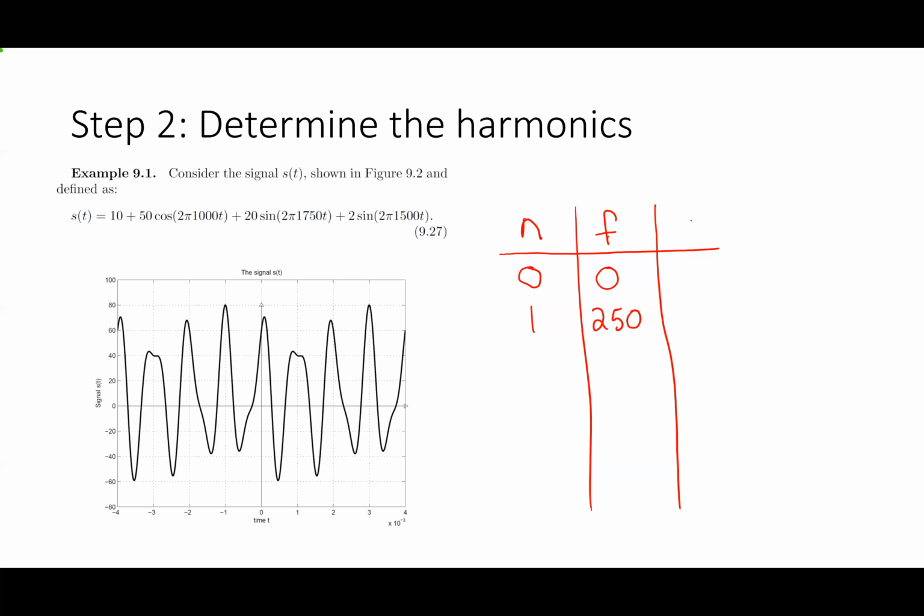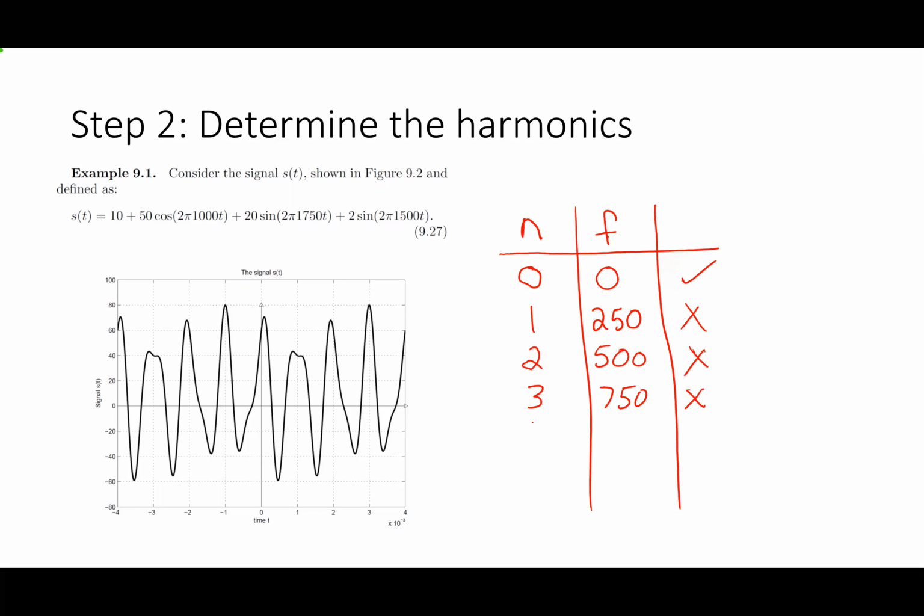First of all, I'll put in my third column here: do I have it? Do I have a DC term, a zero frequency term? Yes. Now, do I have a 250 term? No. Now my second harmonic would be 500, 2 times that. Do I have that? No. Third is 750. Do I have that?